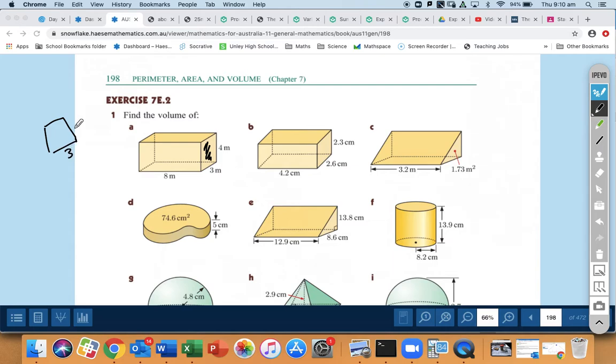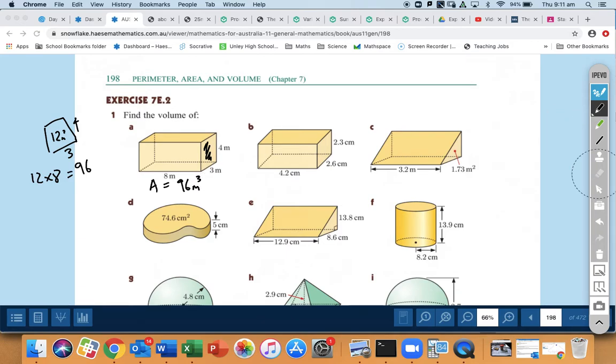Sorry about the drawing there. It's a 4 by 3. That has an area, length times width, of 12. And then you times by 8. Right? So take that, multiply it by 8, and you'll get 96. So the volume is 96 meters cubed.